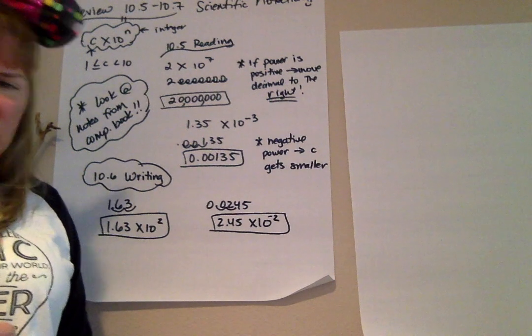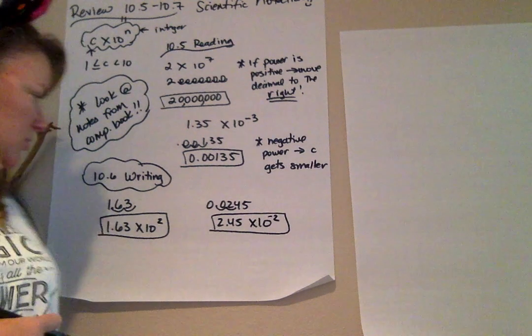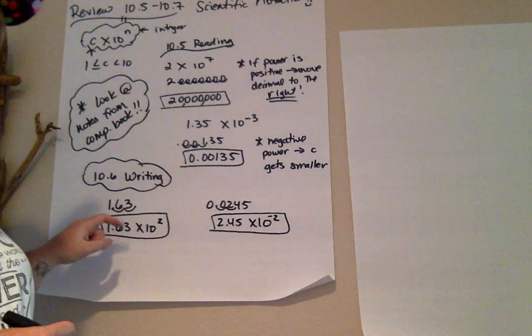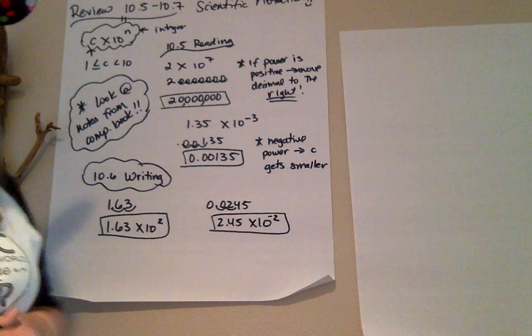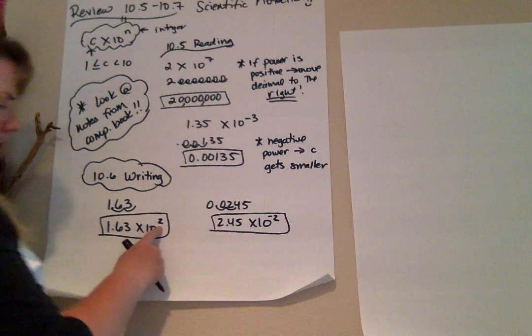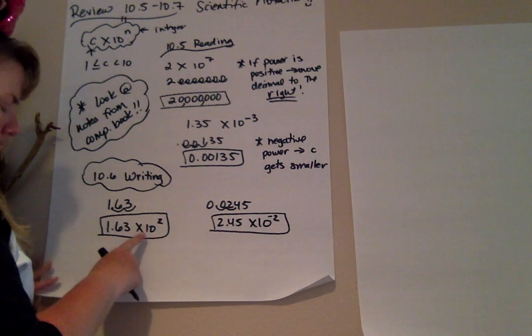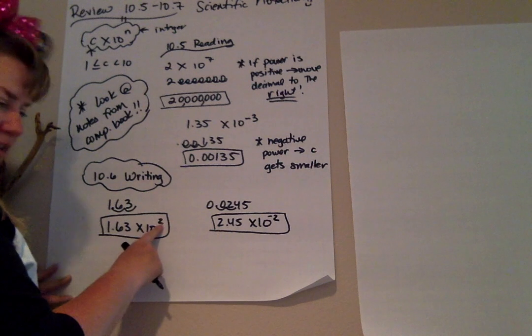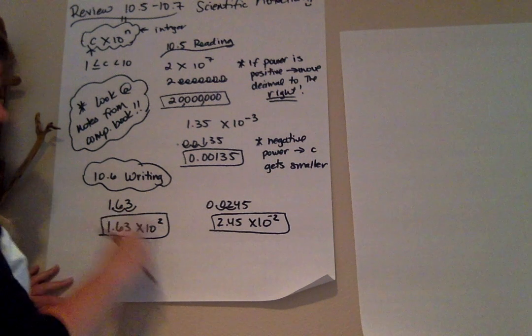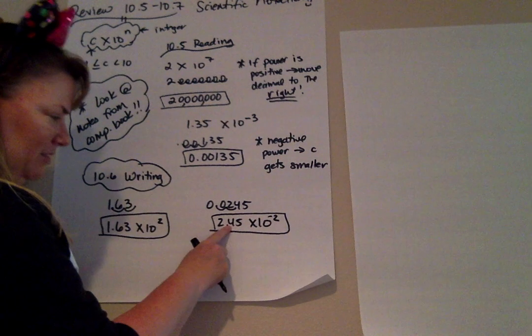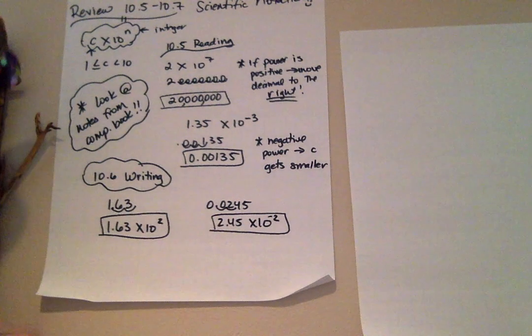So probably the thing you want to remember the most when you write numbers in scientific notation is checking your powers. It's completely a coincidence that I picked problems that have the same power of 2. Double check. If it's positive, this number has to get larger, and it did. If it's negative, this number's got to get smaller. So that's what you really want to check.